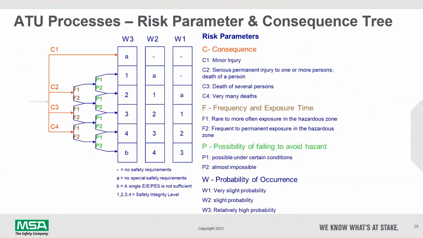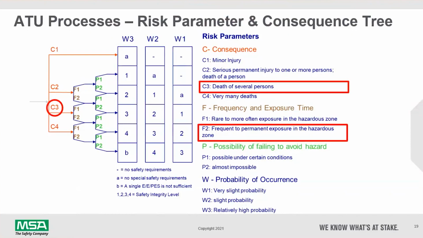So in taking a look at our risk parameters and the case studies that we've discussed, certainly there were several case studies where the death of several persons could occur. So we're categorized as C3. Next, we'll take a look at the frequency and exposure time, and I would say that we are certainly in the permanent exposure category, given that this facility is operating 24/7, and therefore we'll categorize ourselves as an F2.